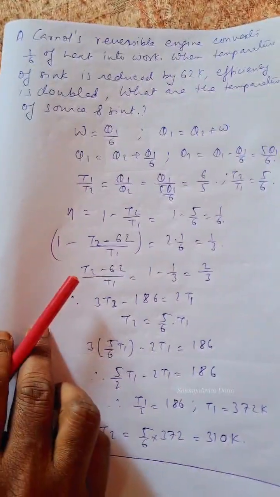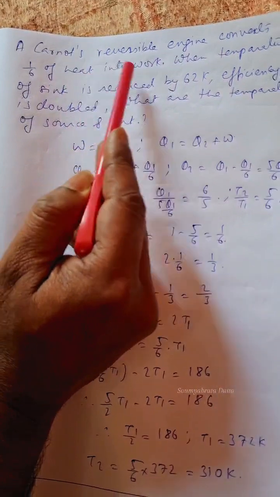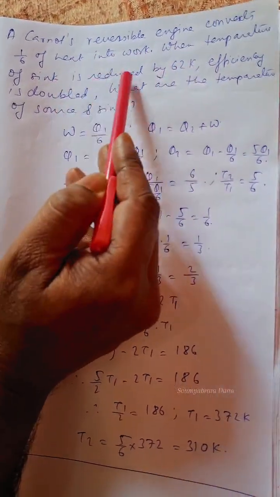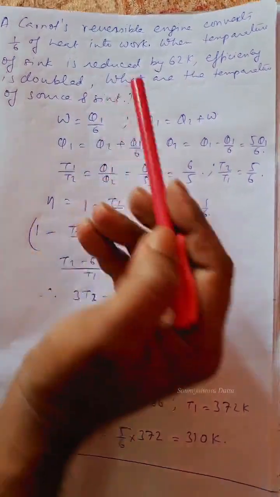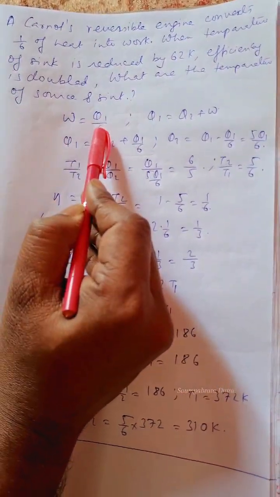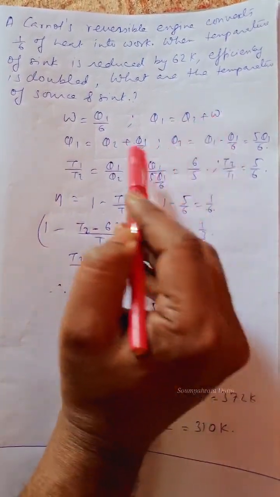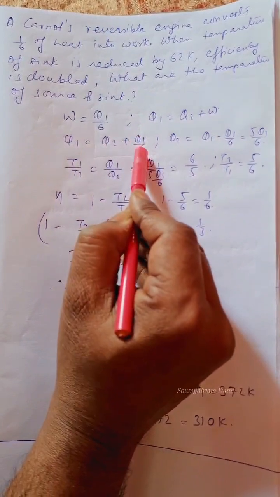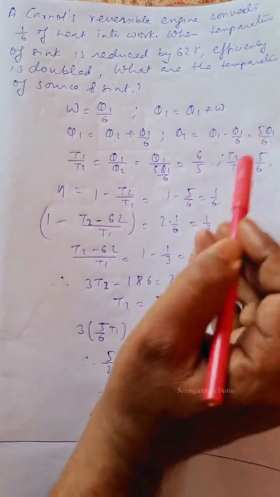Now this problem is based on Carnot engines. A Carnot reversible engine converts 1/6 of heat into work. When the temperature of the sink is reduced by 62 Kelvin, the efficiency is doubled. What are the temperatures of the source and sink? According to the question, W equals Q1 by 6, where Q1 is heat from the source and Q2 is heat to the sink. So Q1 equals Q2 plus W, so Q1 equals Q2 plus Q1 by 6. So Q2 equals Q1 minus Q1 by 6, that is 5 Q1 by 6.